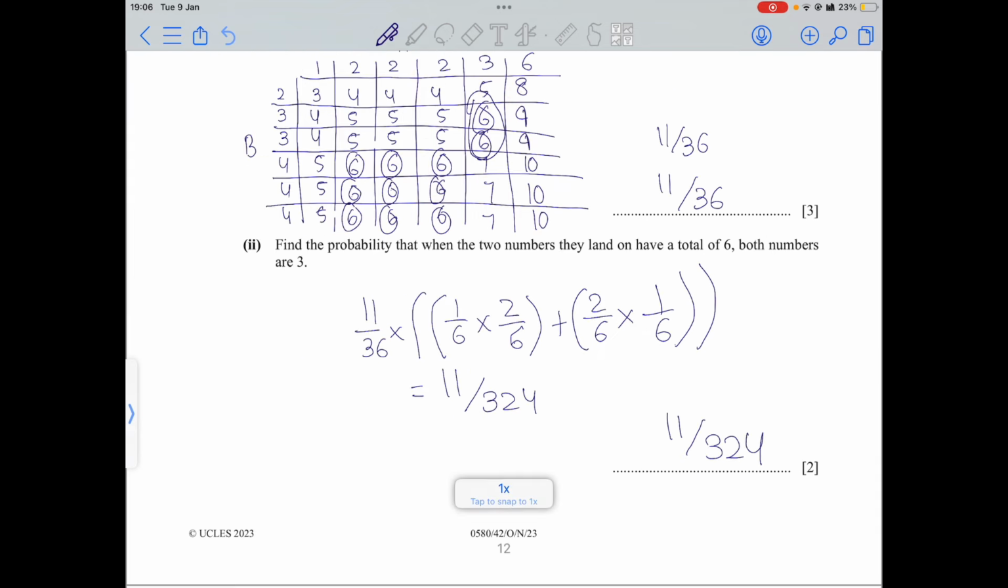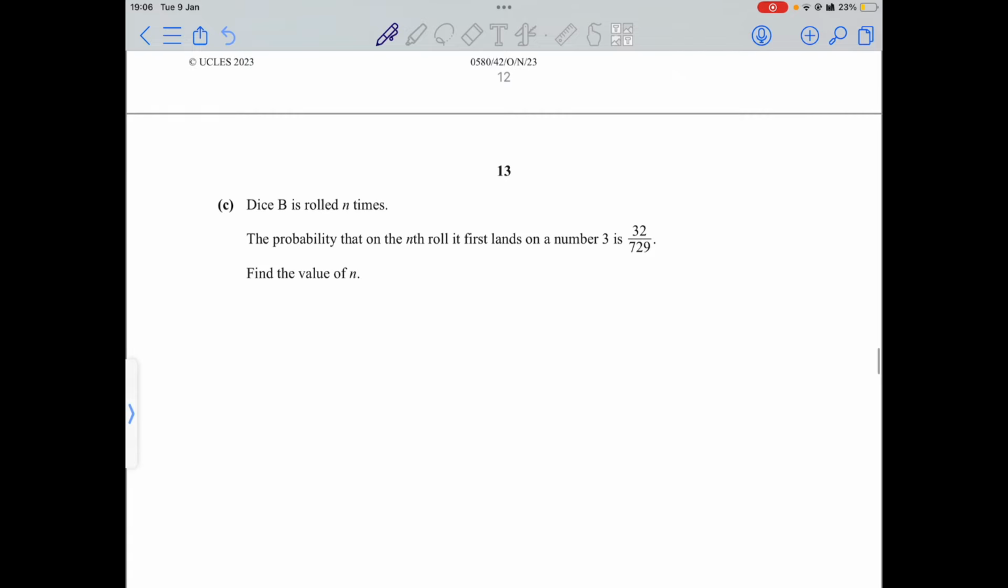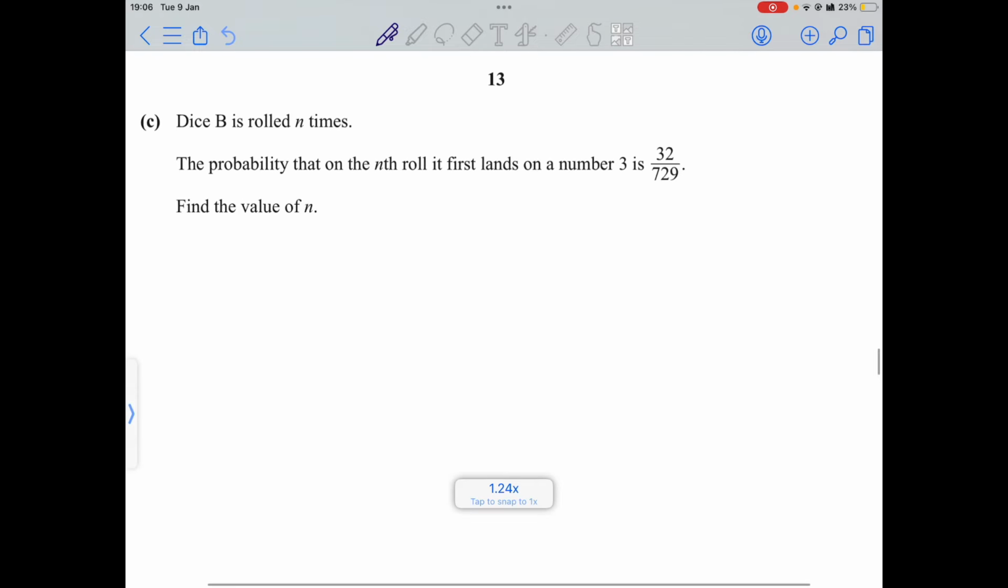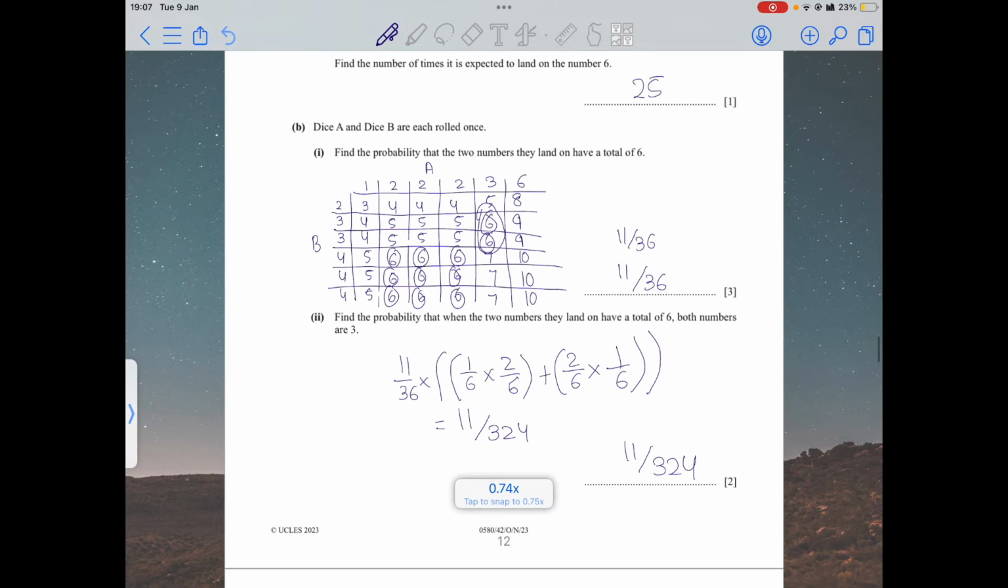11 over 324. Now it says that dice B has been rolled n number of times. The probability that on the nth roll it lands on the number 3 for the first time is 32 over 729. So in the previous rolls it has not landed on the number 3.